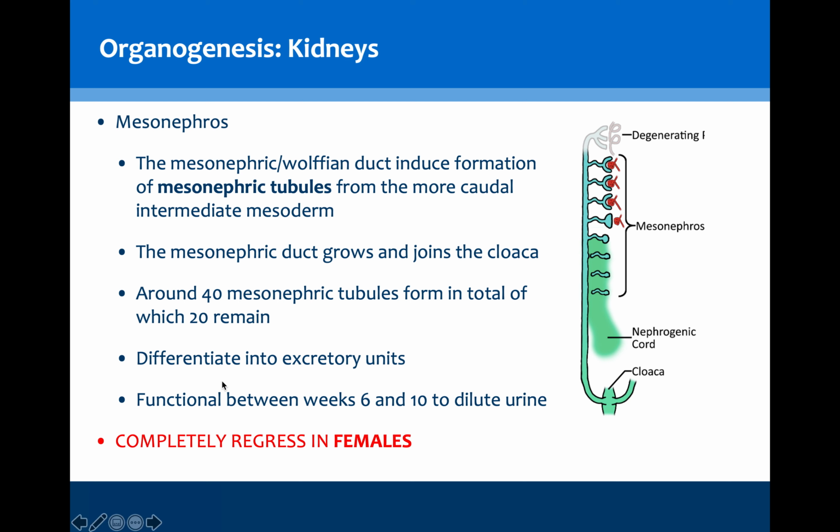Now, very commonly assessed and important to remember is that the mesonephric/Wolffian ducts completely regress in females. You need to come up with a simple way to remember this, and one tool I've used is to play on the patriarchal and masculine features often associated with animals such as wolves, and to think of the Wolffian duct as remaining in the males and completely regressing in the females.